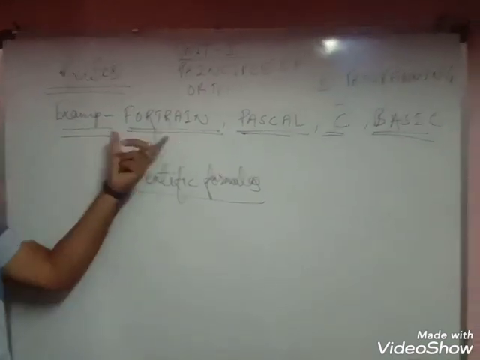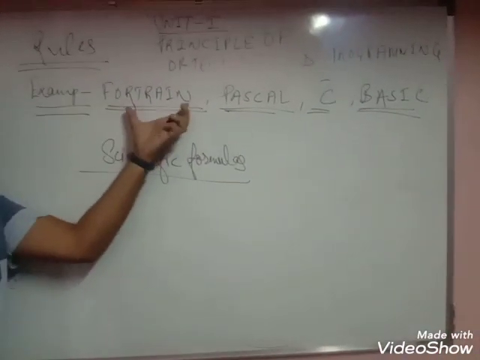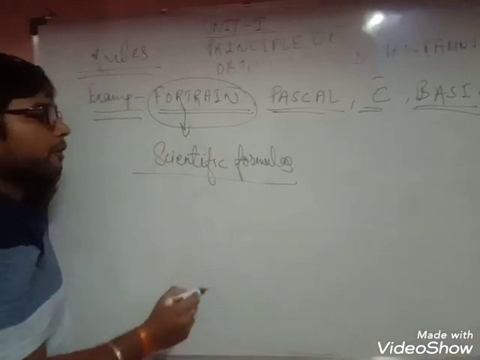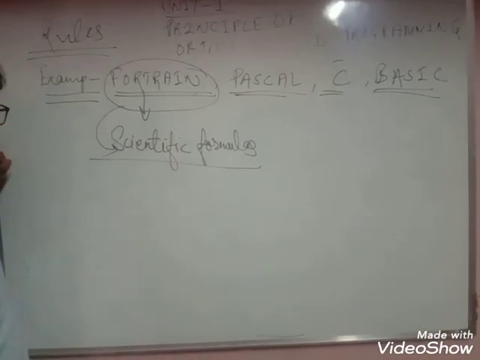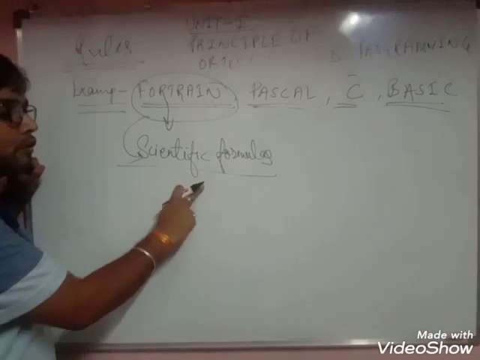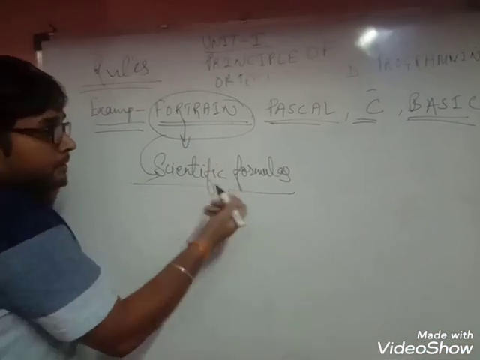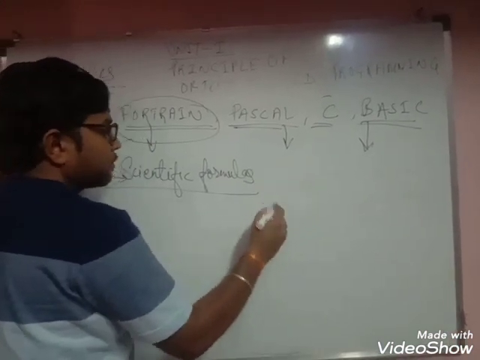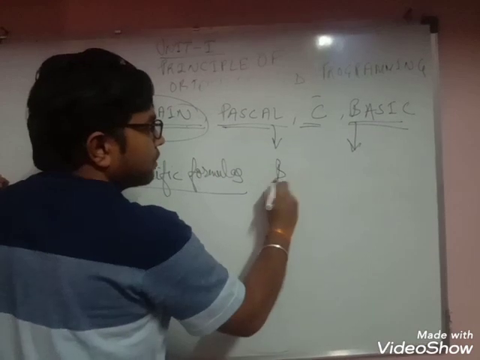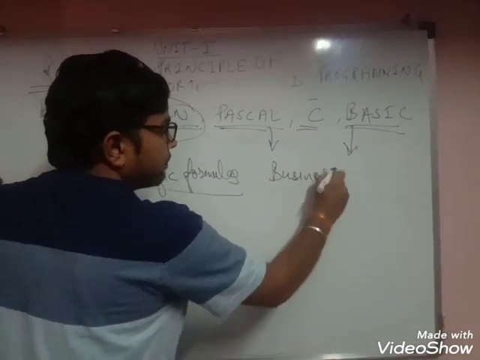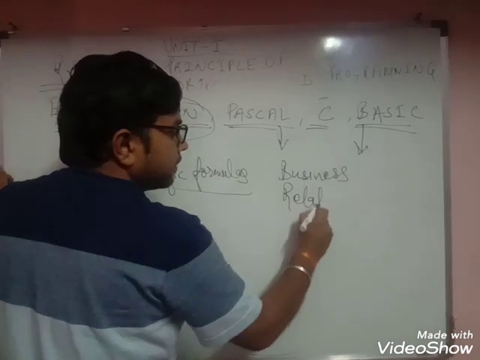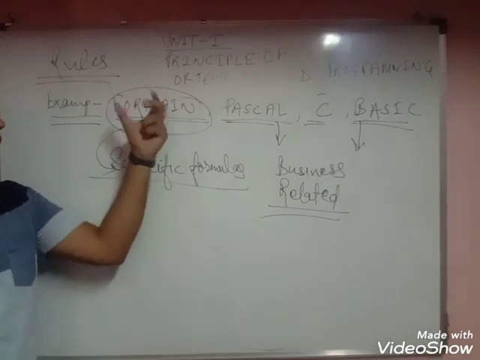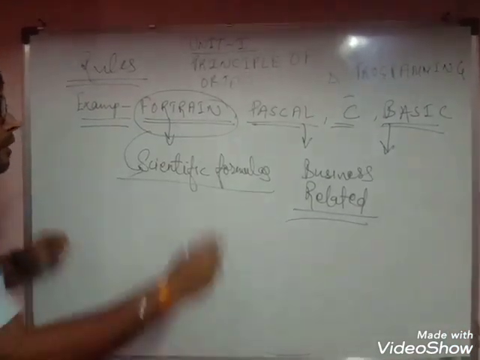If you want to search any scientific formulas, then you have to learn the Fortran programming language. You have to learn the whole Fortran programming language, and the use of that language is only for searching scientific formulas. So it is not good for the students. Same as if you learn Basic or Pascal. Pascal is also a programming language made for business related work. If you have business related work, then you have to learn Pascal.